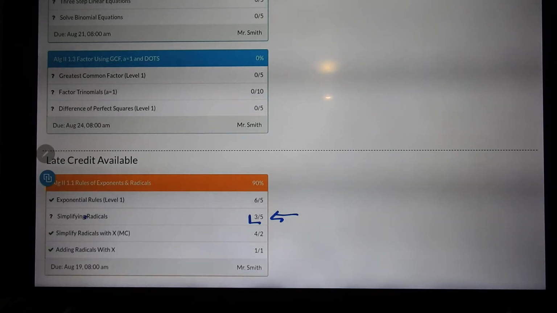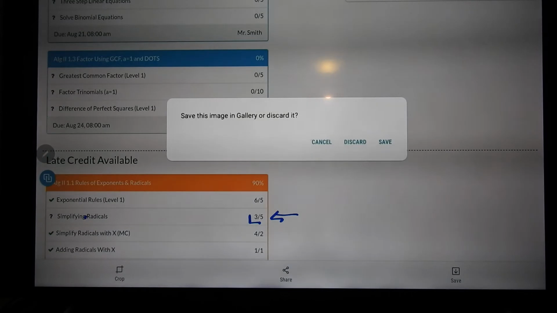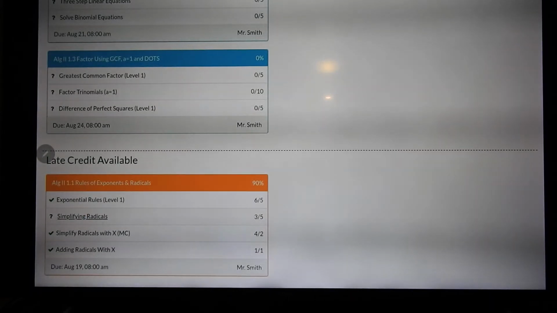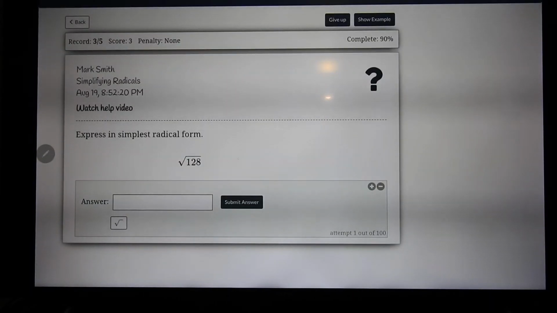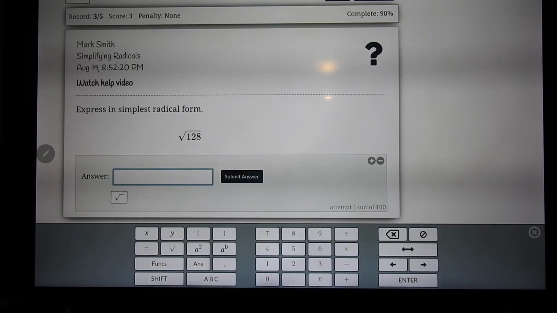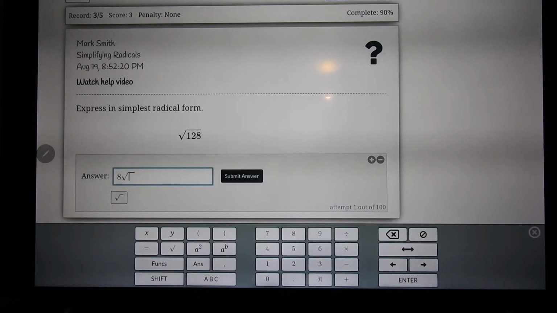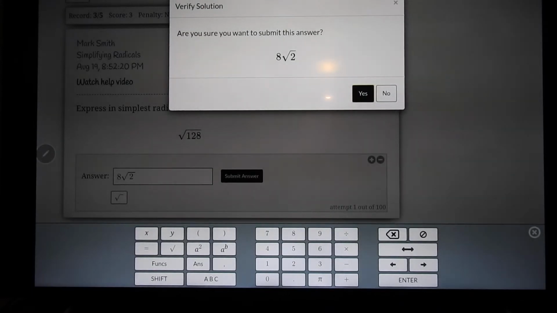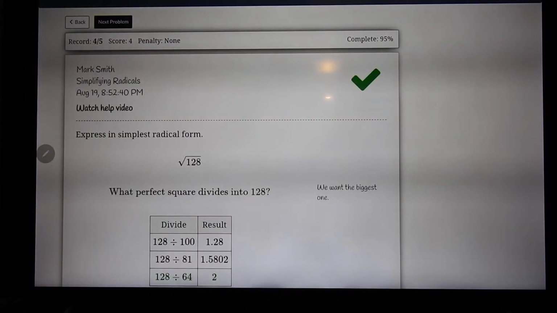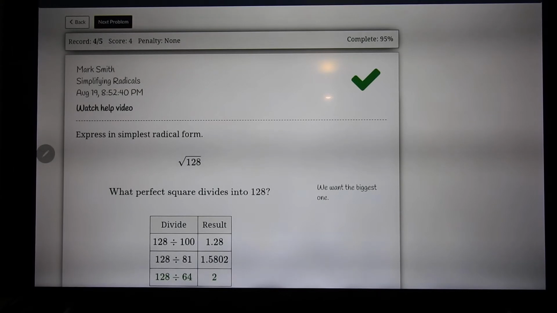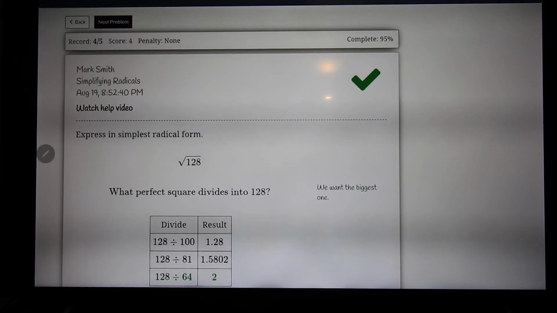So I could just open this up and do the simplify radicals. So this is actually 2 times 64. So it's going to be 8 square root of 2. I did that in my head really quickly. I could be wrong. Let's submit the answer and see. No, I was right. Okay. All right. I am not brilliant about doing those.